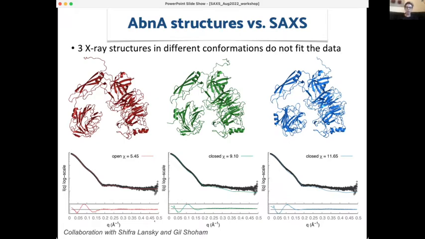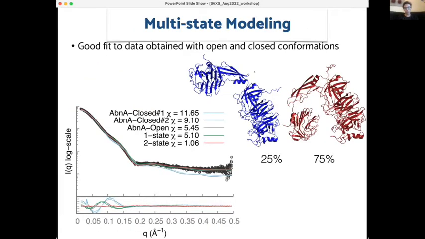So let's go back to this example first. We said this is domain motion, and indeed, if we apply this algorithm, we can get an excellent fit using 2 conformations. You can see it really opens up much more in solution, and 25% open structures and 75% closed structures explain the data perfectly. The chi-square is basically 1.